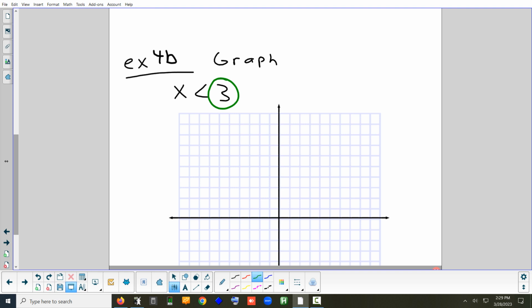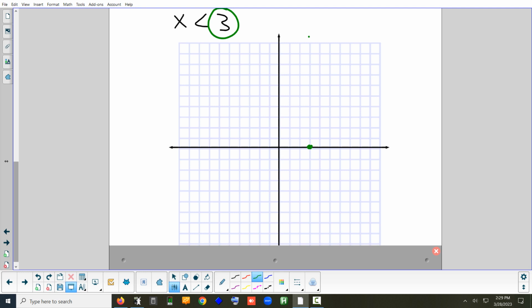That means up and down, at the number 3. 1, 2, 3. So we're going to make a vertical line right to that green point, because that's 3 units, positive 3. Solid or dotted? What do we think this time? Michael? Dotted. Yep, that's going to be dotted, which means the boundary line is not part of the solution.